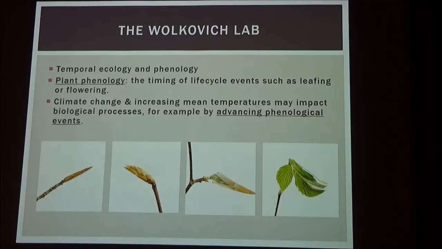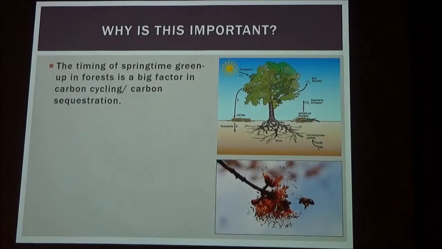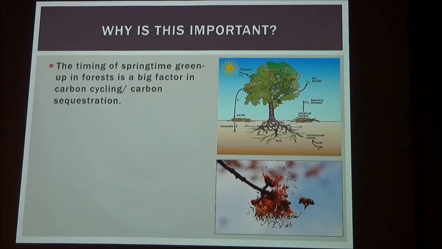And as many of you know, climate change and increasing temperatures may impact how plants behave and interact with other organisms and with the ecosystem. For example, by causing springtime phenology to occur earlier. So why is this important? One reason that the timing of springtime leaf out in forests is important is that the length of time that leaves are actually leafed out over the growing season directly affects how much carbon they can suck out of the atmosphere. So this is crucial for carbon cycling models.